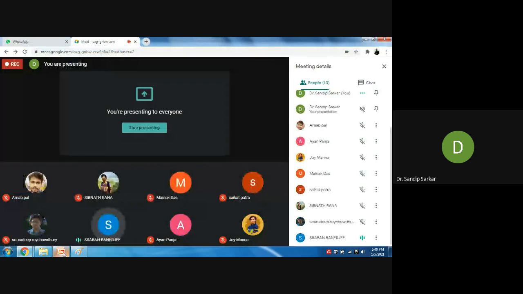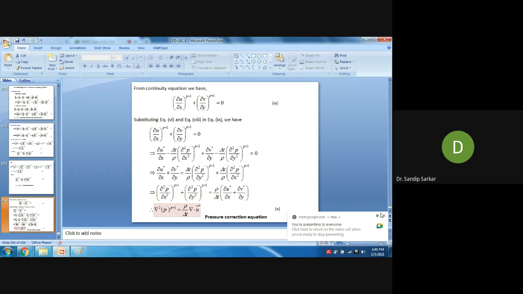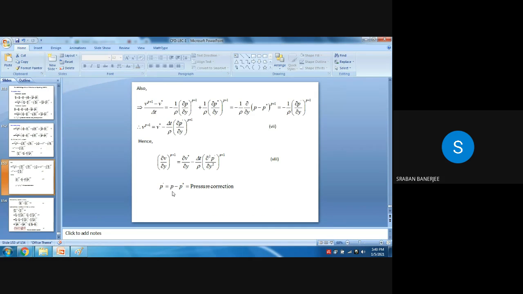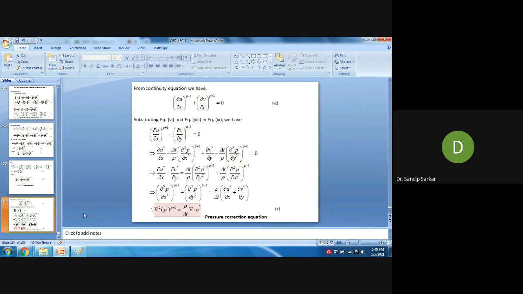Any question? Yes? n means the old time step, and n plus 1 is the present time step. I have already explained this in class. Just see your class notes, it is there.